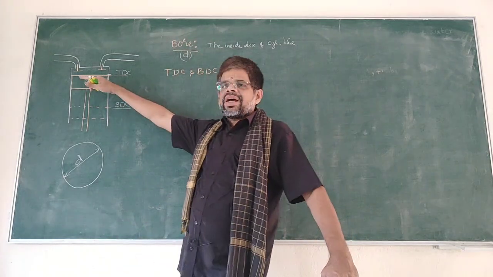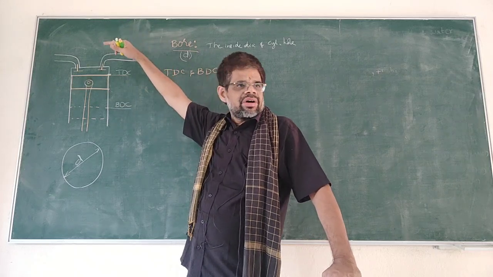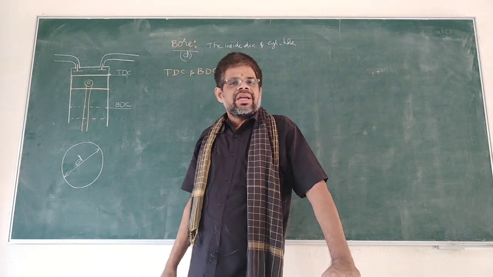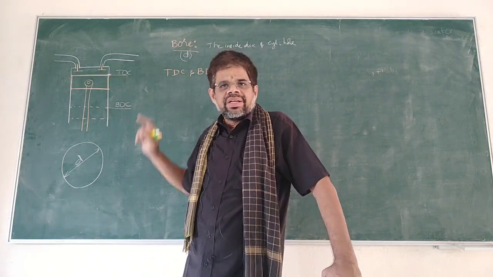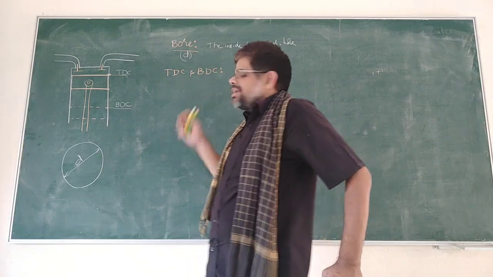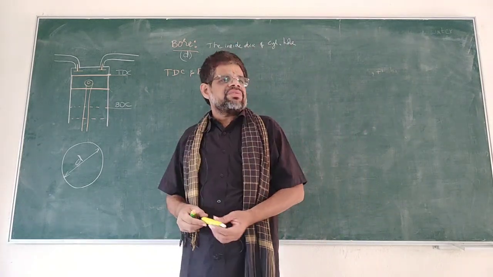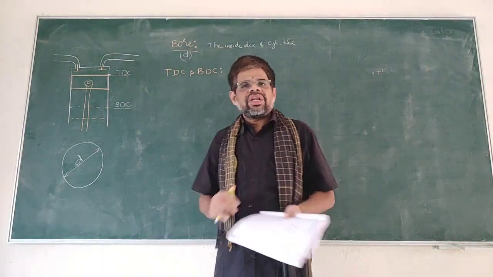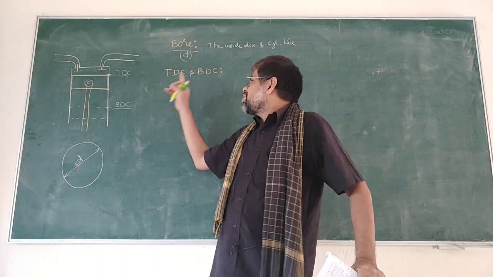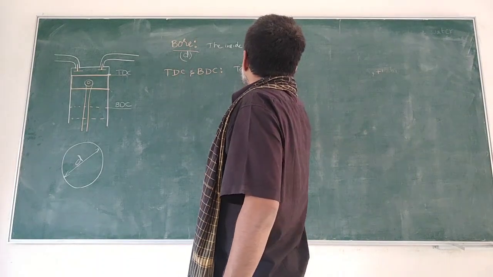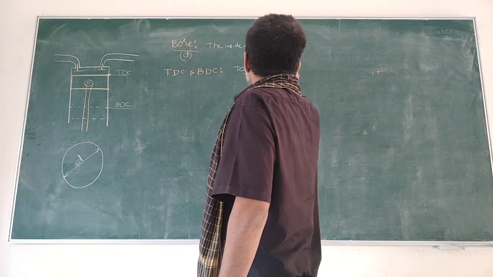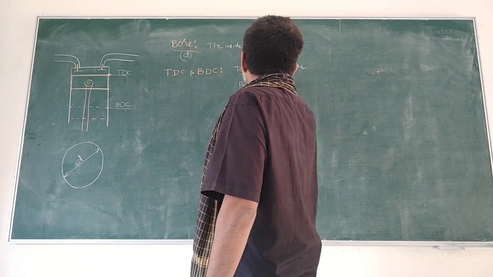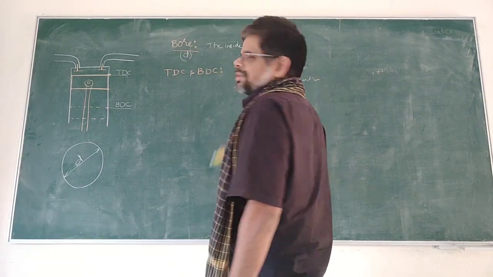The piston cannot go beyond TDC, and it cannot go below BDC. So it can reciprocate between TDC and BDC. So TDC means the topmost, the uppermost position of the piston. Now why is it called dead center? Top dead center and bottom dead center.